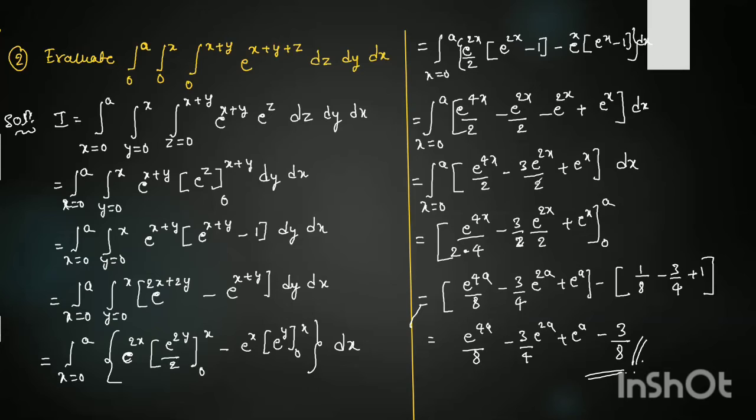Now just the integration is remaining. e to the power 4x by 4, e to the power 2x by 2, e to the power x, and 0 to a is the limit. If we substitute a here, we get this answer. Okay, sir. Thank you. Yes. So shall we go for the next problem? Yes, sir. Okay.